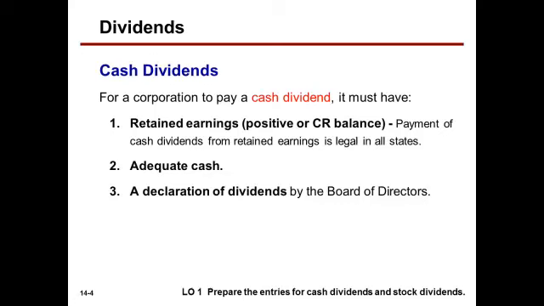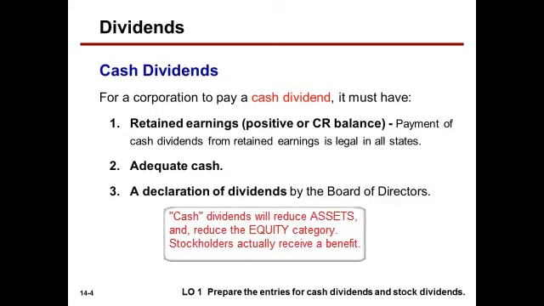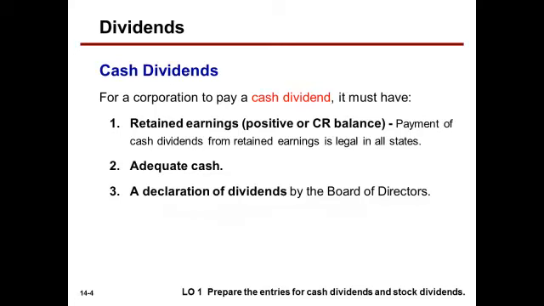So, focusing on cash dividends first. For a corporation to pay a cash dividend, it must have three things. One, retained earnings, positive retained earnings or a credit balance. Secondly, adequate cash. And lastly, a declaration of dividends by the board of directors. All three of these must be present for a corporation to declare and pay a cash dividend.